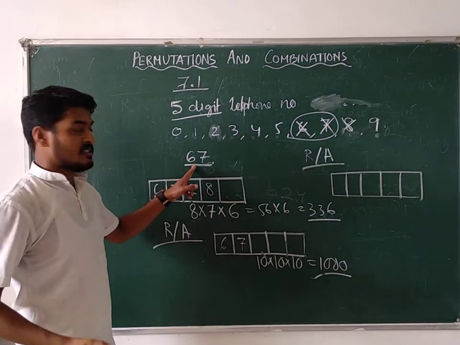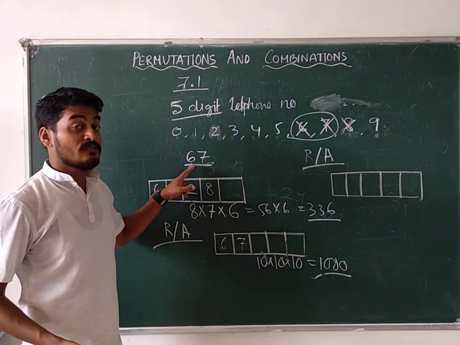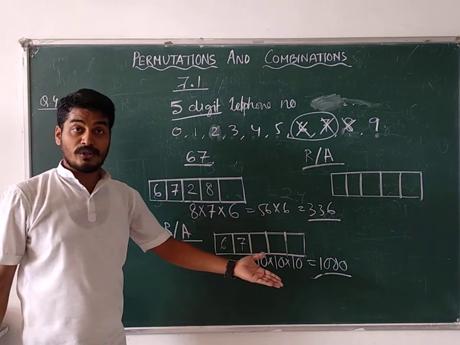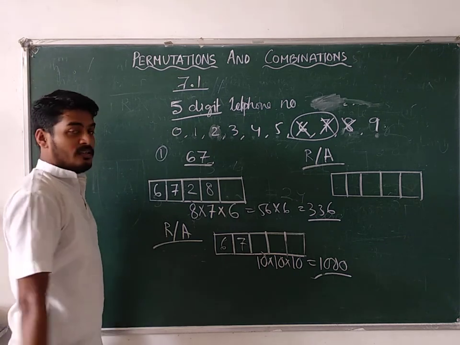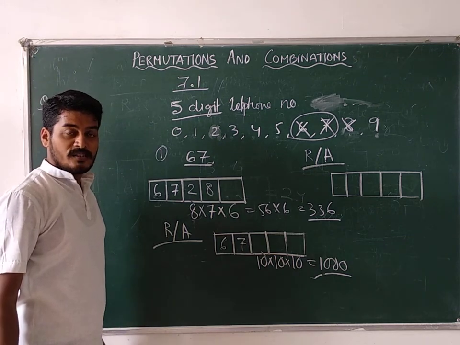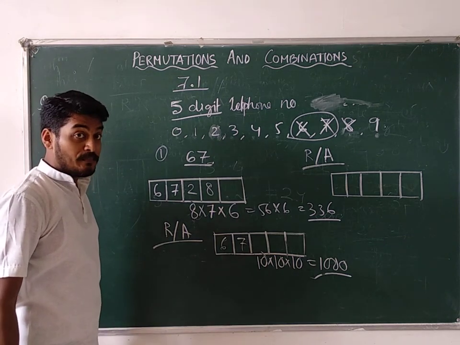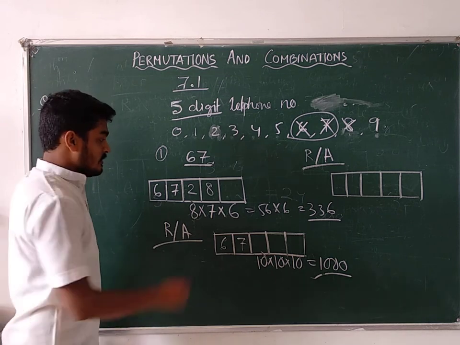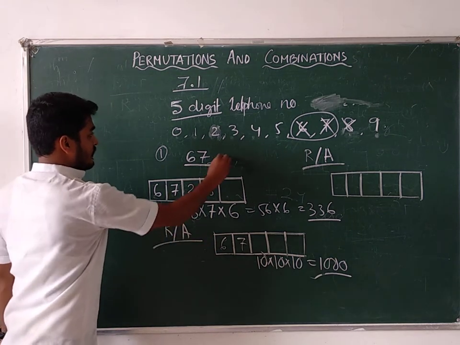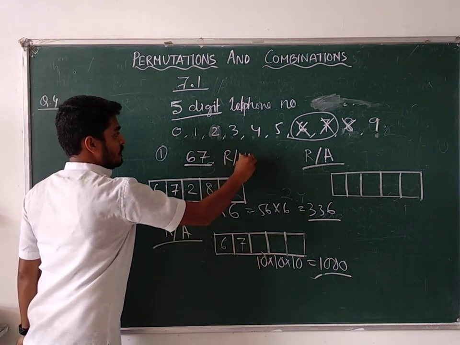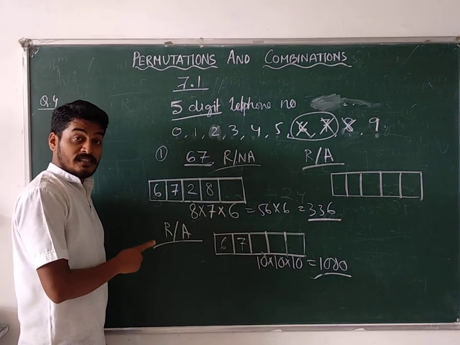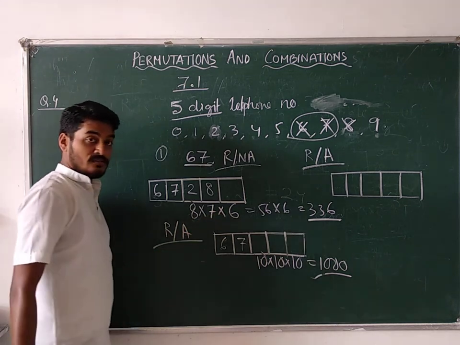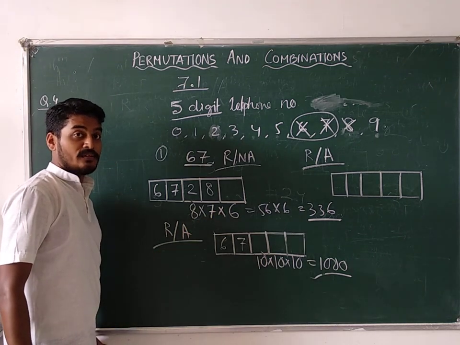It started with 67. Suppose this condition is not given. First question: how many 5-digit telephone numbers can be formed starting with 67 where repetition is not allowed? We have got 336. If repetition is allowed and started with 67, 1000 5-digit telephone numbers can be formed.